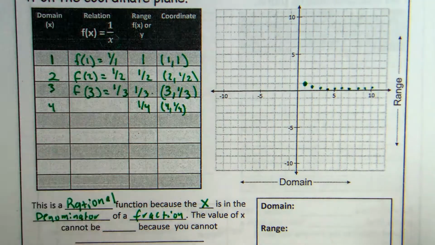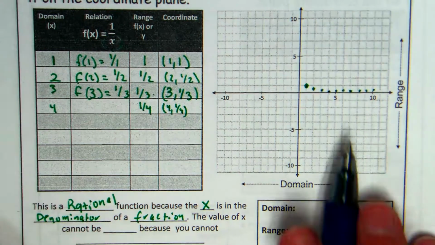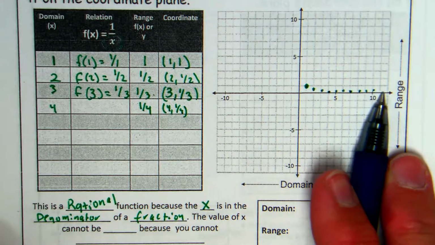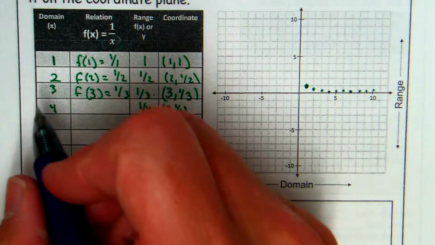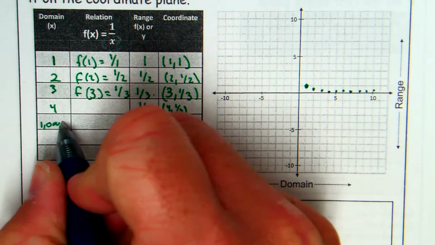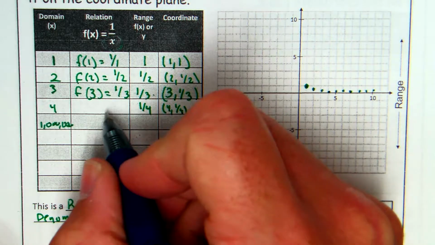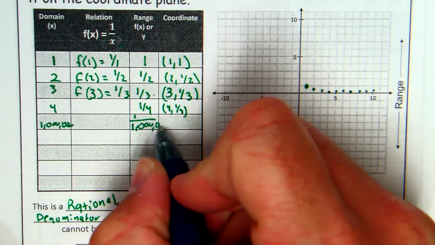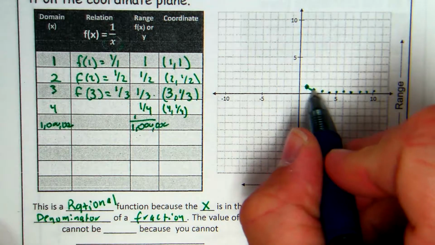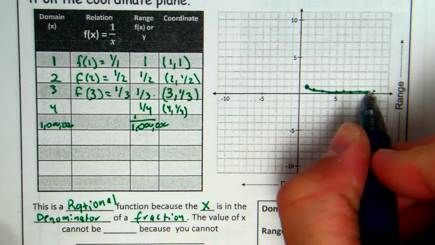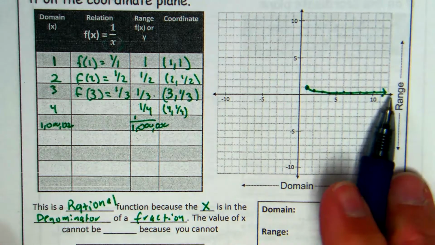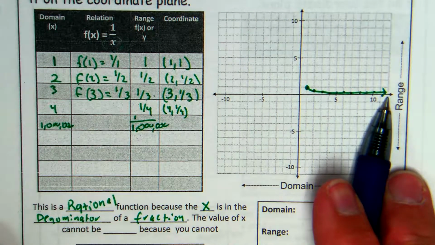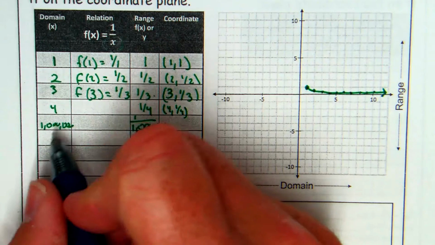No matter how far I go, this is going to be a smaller and smaller fraction that will never actually reach 0. If I were to put 1,000,000 in for x, I would get the result, or the range value, of 1 over 1,000,000. Because of that, I draw a line that goes out this way but does not touch the x-axis, because it will never have a value of 0. Let's look at the other direction.